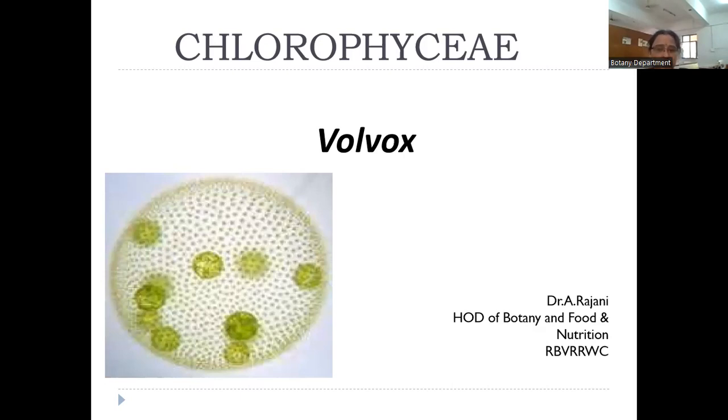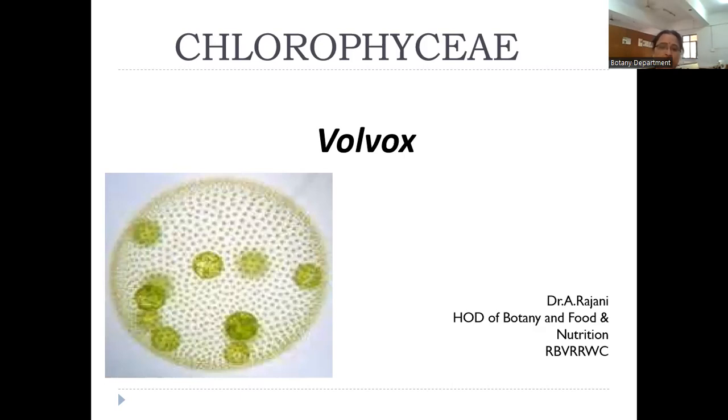What are the characters of Chlorophyceae? You know, I already explained them. What is the Chlorophyceae member? Green algae. Chlorophyll a is present, and chlorophyll b is also present. The cell wall is made up of cellulose. The reproduction is of three types: vegetative, asexual, and sexual reproduction. The life cycle is a very simple, primary life cycle found in this group. These characters I already explained.